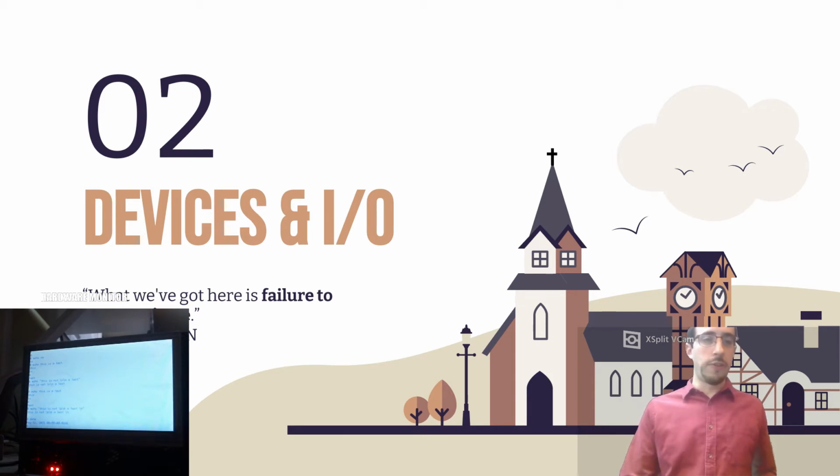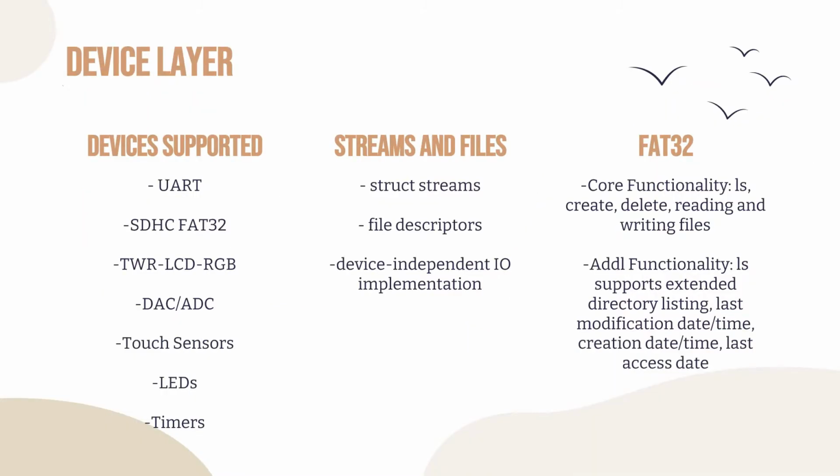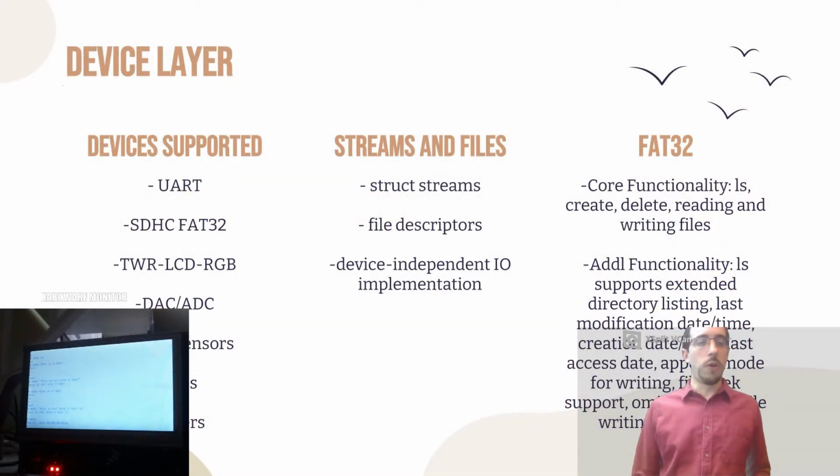So moving on to the device layer. It supported a range of different devices, including UART, FAT32, the LCD, which I described before, analog to digital, which includes potentiometers, thermistors, and digital to analog, the DAC, which I'll talk more about later. Also touch sensors, LEDs, and timers, including flex timer, PDB continuous, PDB one-shot timer, and the SysTick timer, which is used for multiprocessing.